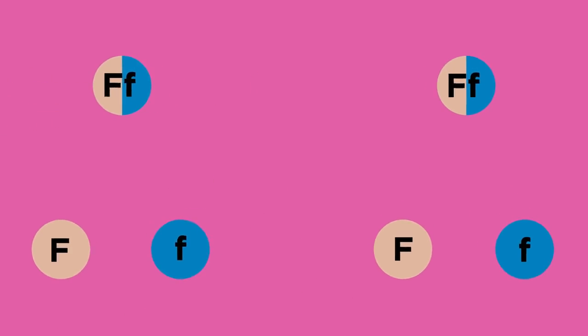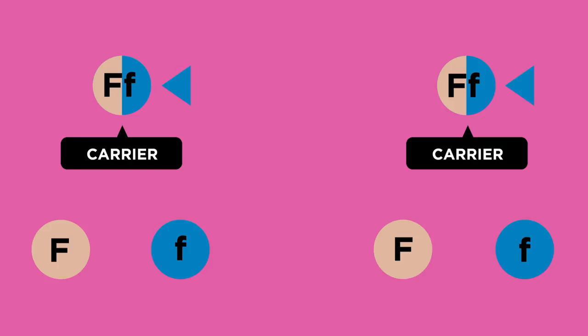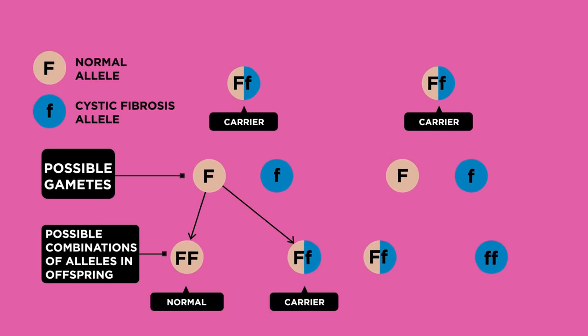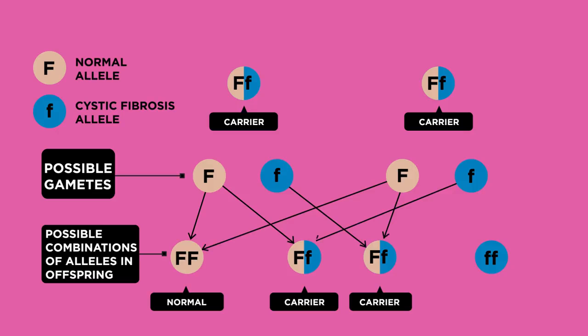To have cystic fibrosis, you have to inherit 2 recessive alleles. The parents in the diagram are both carriers of the recessive allele, little f. They do not have the disorder themselves, but they could both pass the recessive allele to their children.